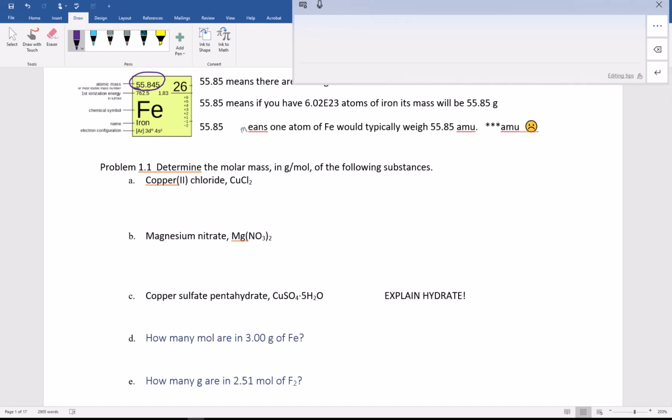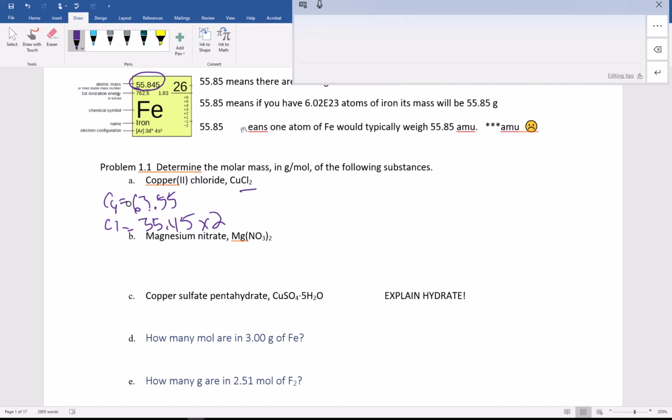So, copper 2 chloride is CuCl2. So, the molar mass. Copper is 63. I'm mad at myself because I left my periodic table on the other end. What is the molar mass of copper? 63 point something. 63.55. And the molar mass of chlorine is 35.45. Okay, but I have to do that one times 2.